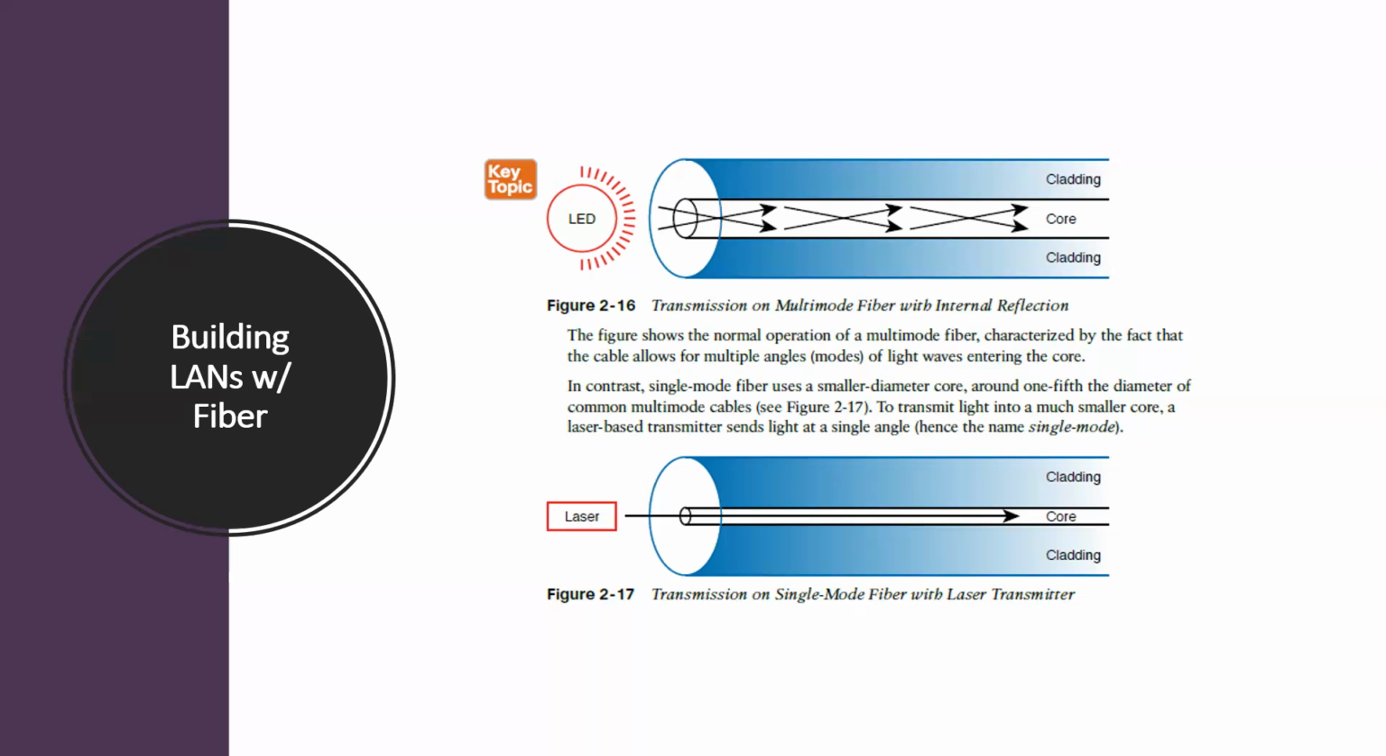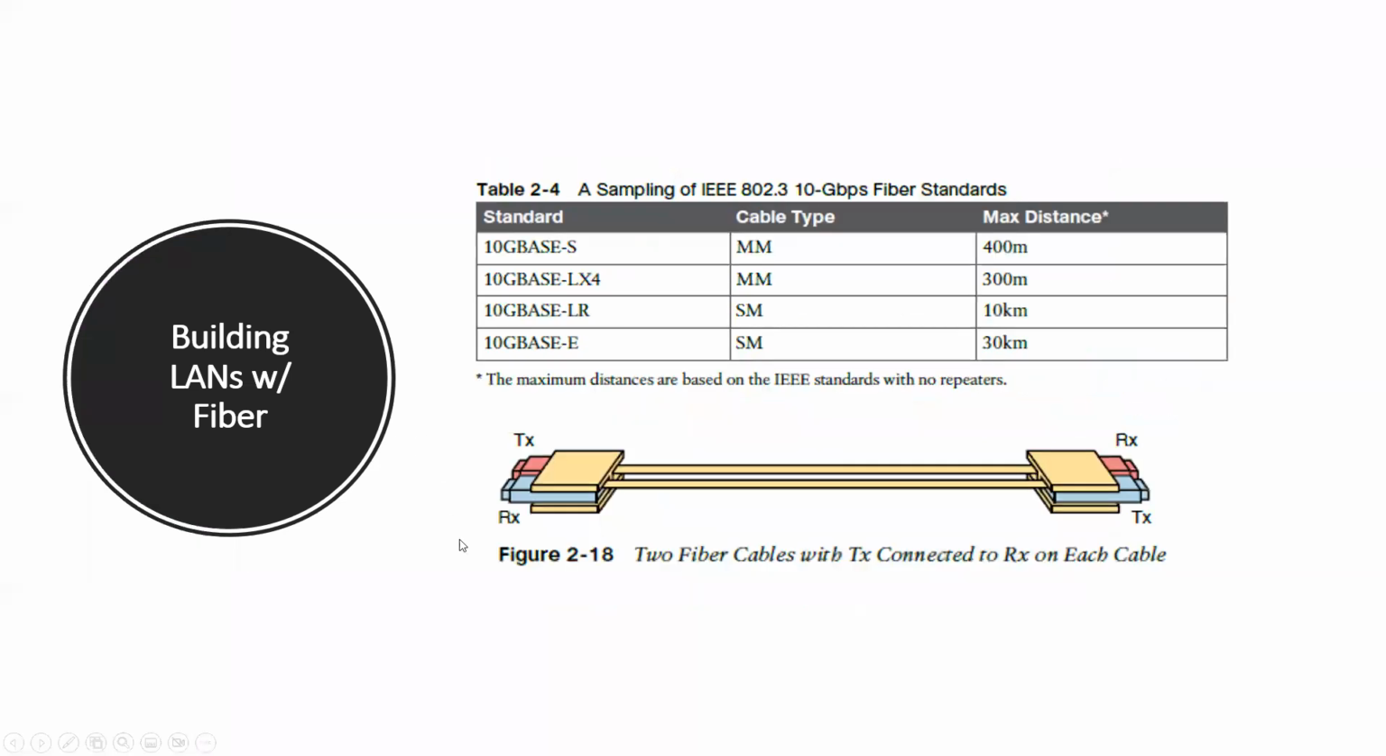So you see with multi-mode, at a quick glance, it looks like the light is bouncing up and down throughout its core. With single mode, the light that's transmitting data is passing straight through. And I'll of course explain why in a second. All right, so looking at this.